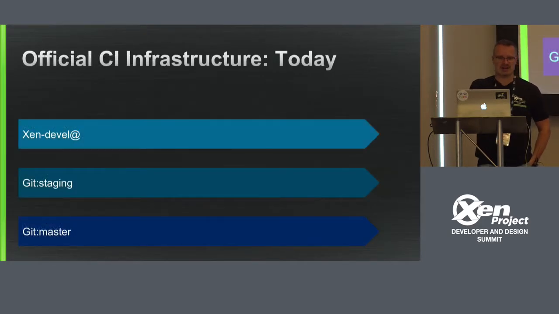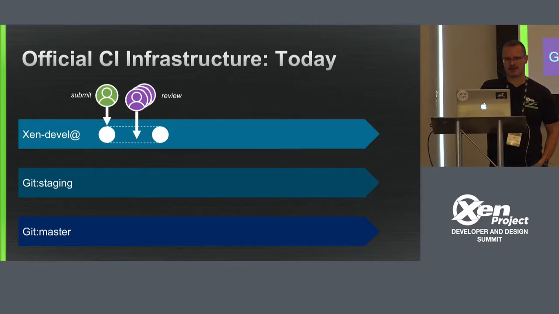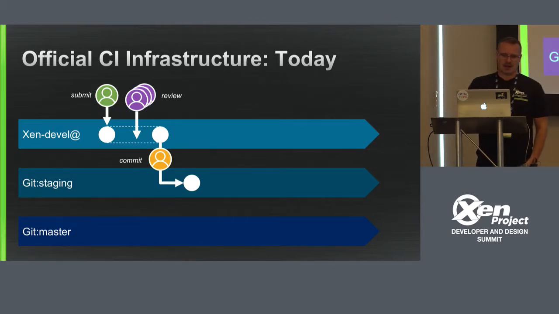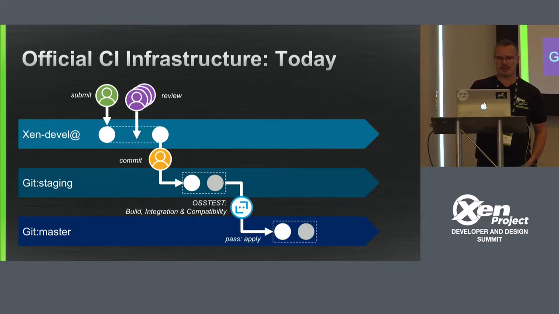So let us just remind us what we do today with regards to CI, right? So, somebody submits a patch to the list, then we get various reviewers reviewing this patch, and the patch series or patch collects all the Acks. And when that's done, it gets manually committed to Git staging by the committer. And then basically we have OSSTest run over one or multiple of these patches. OSSTest is quite resource intensive, so we can't test every single patch. And that basically picks this up and acts as a push gate. If everything goes fine, it gets automatically applied to master.